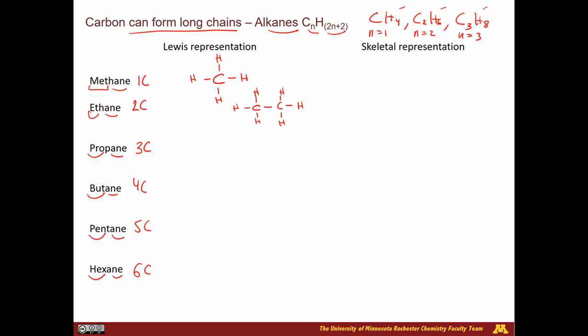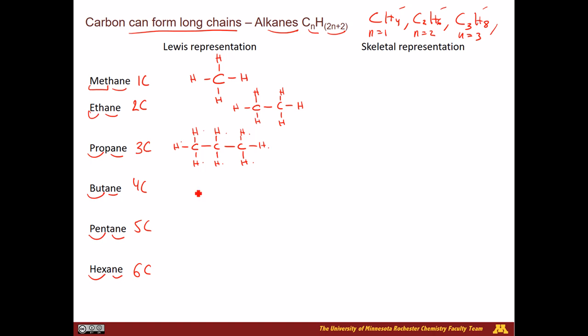What does propane look like? Well, now it's three carbons. So hopefully three carbons aligned. You have three carbons in here, and now you need to fill up the valence with hydrogens. So let's check, is this so far following the rule? In here I said that propane should have 8 hydrogens. Does it have 8 hydrogens? 1, 2, 3, 4, 5, 6, 7, 8. Yes, it follows the rule.